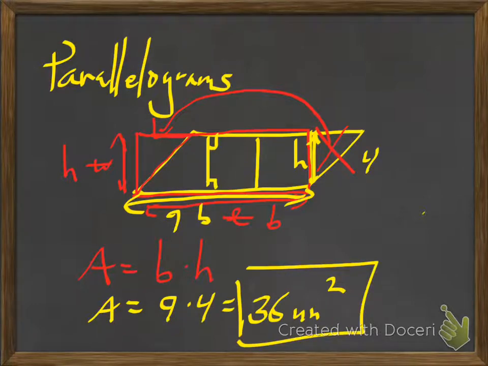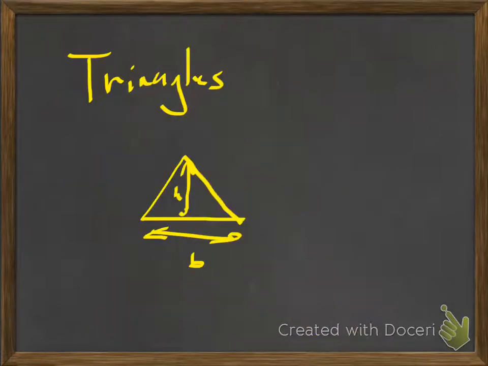Okay? Make sense? Okay, and so everything that we do is going to kind of rely on that rectangle formula. So parallelograms change into rectangles, boom, we get the formula. Alright, so now let's try triangles.